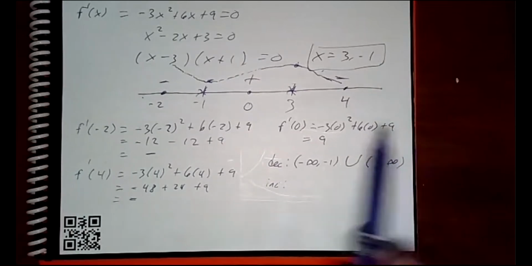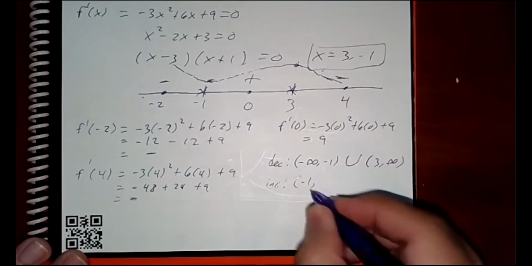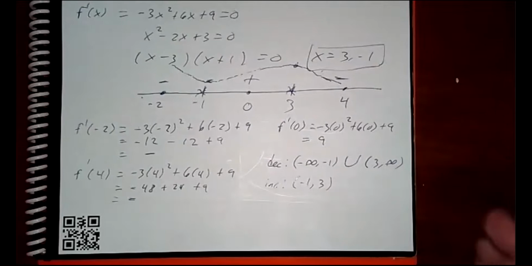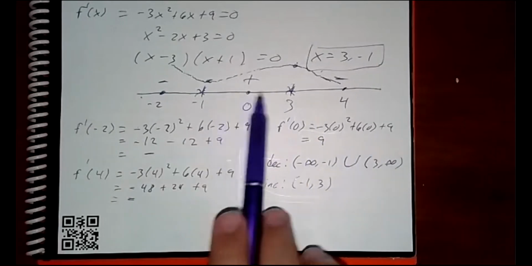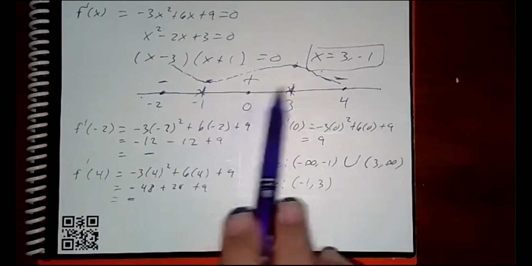Now increasing looks like just one location, right? -1 to 3. So I'm only increasing in this little section. Does that make sense?